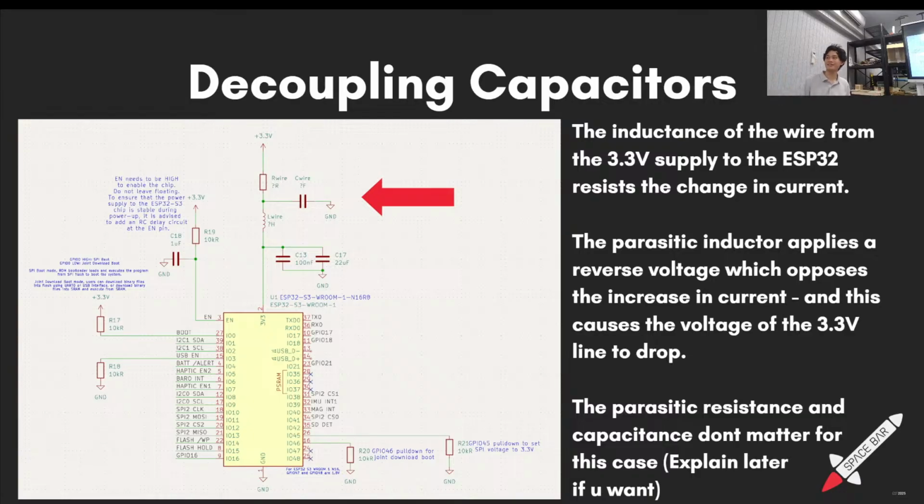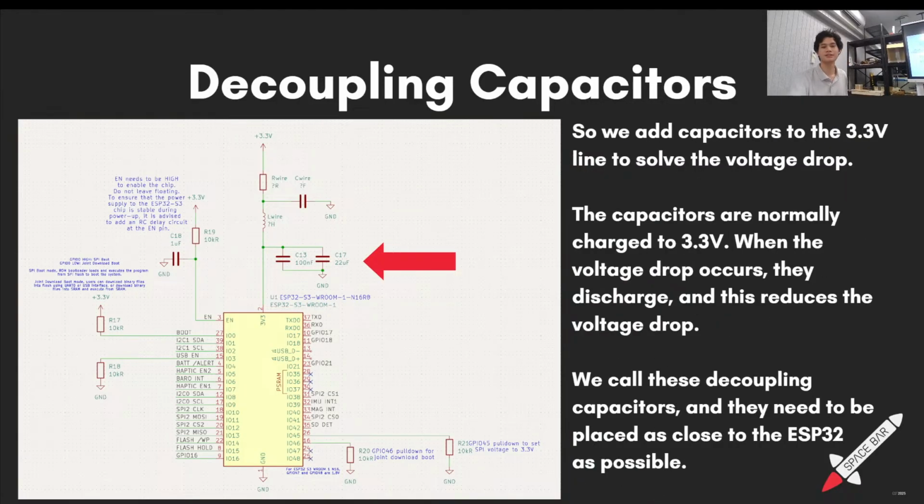In this case, the parasitic resistance and capacitance don't matter. We care about the inductance. We can explain later if you want, but it just doesn't matter. Is it because the frequency is very high? People care. I have a slide. I'll tell you later. But for now, we care about the inductance.